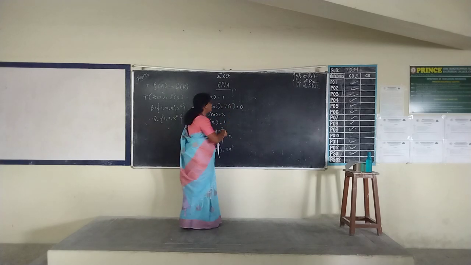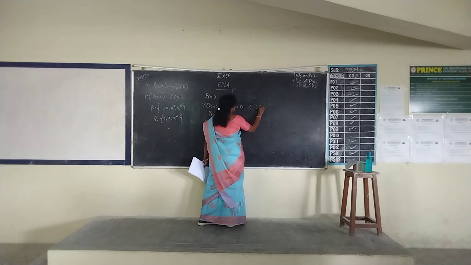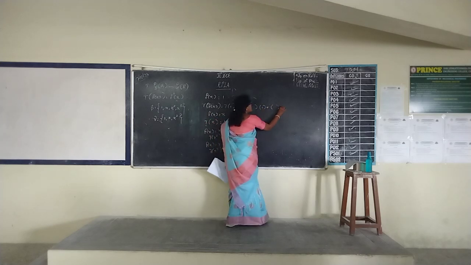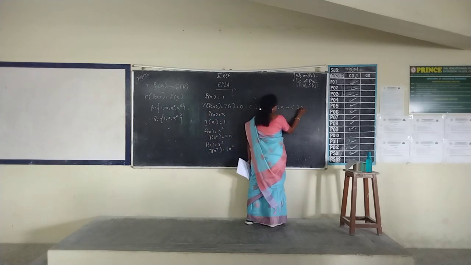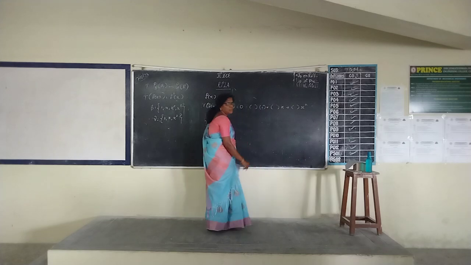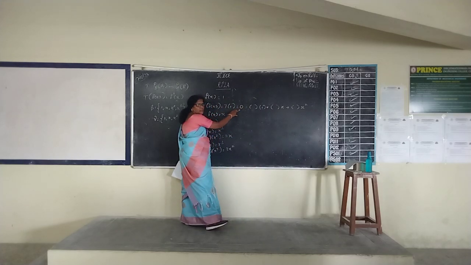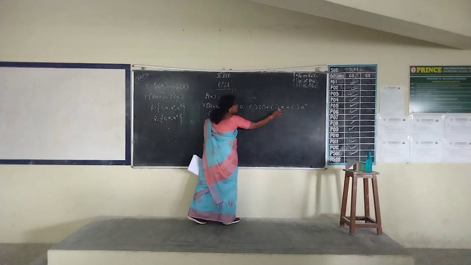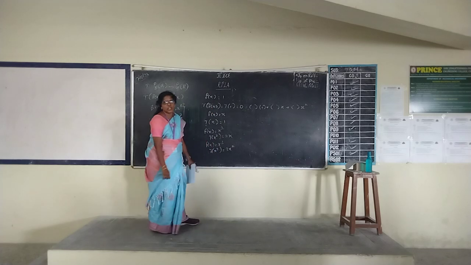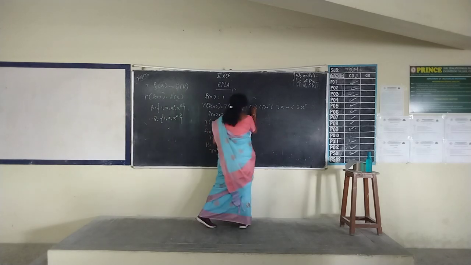Okay, how it should be? Some coefficient into 1 plus coefficient into x, some coefficient into x square. But what should be the overall answer for me? 0. So what should be the coefficients? 0. The coefficient should be 0.